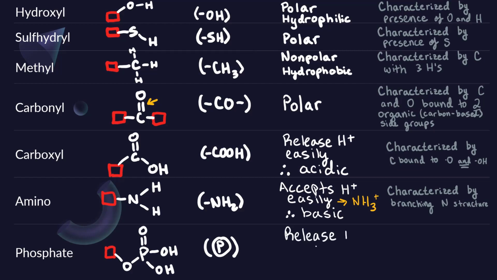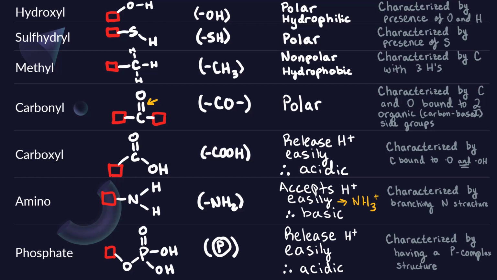Now, phosphate groups release hydrogen very easily, similar to carboxyl groups. So they release those protons into solutions very easily, very readily. And because of that, they are also, like carboxyl groups, considered acidic. And these guys are characterized largely by the presence of that phosphorus complex structure. All right, and that's the basic overview of the important functional groups. So if you see any of these functional groups coming off as something in the future, which you definitely will actually in this upcoming discussion, I want you to be thinking of these properties.